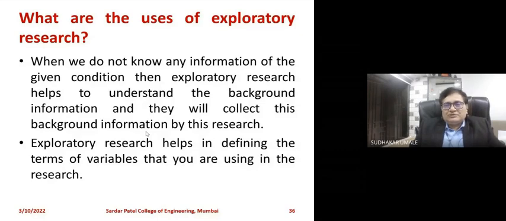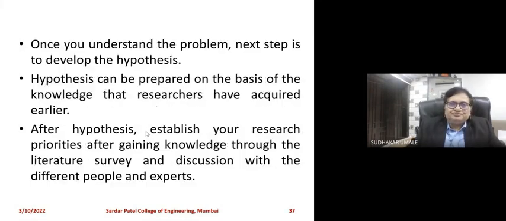This is a very important question in research design: what are the uses of exploratory research? When you are able to answer it, then you are on the right path. When we do not know any information about the given condition, then exploratory research helps to understand the background information, and they collect this background information through this research. So to collect the background of information, you use exploratory research methods. The exploratory research also helps in defining the terms of the variables that you are using in the research.